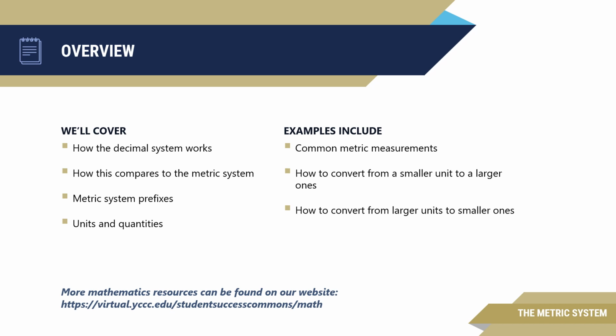So in this video we're going to look over how the decimal system works and how this compares to the metric system prefixes, as well as units and quantities. There are several different base units, but in this video we're just going to focus on meter, gram, and liter. We'll also go through a few examples of the types of problems you may encounter in your math class, especially in something like dosage calculations or pharmacology. We're going to look at common metric measurements, how to convert from smaller units to larger ones, and then vice versa, although not necessarily in that order.